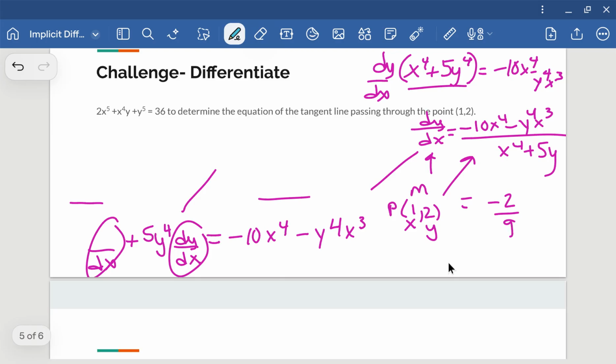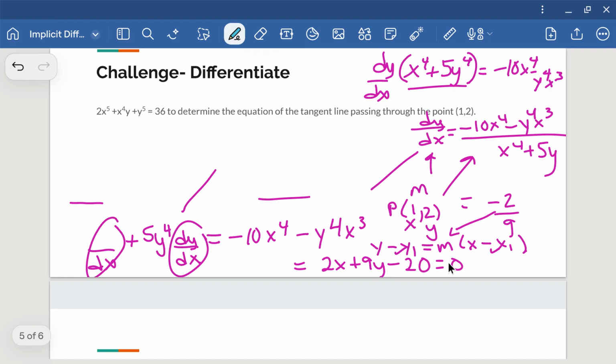Now I'm not quite done because I still need the equation of the line. So now I will use that point slope formula. So y minus y1 equals your slope times x minus x1. I know my slope, I know my point, so I'm going to plug everything in and then move things around. When you're done, you should see 2x plus 9y minus 20 equals 0. Sorry for it to get so squishy there, but I hope you found this helpful.